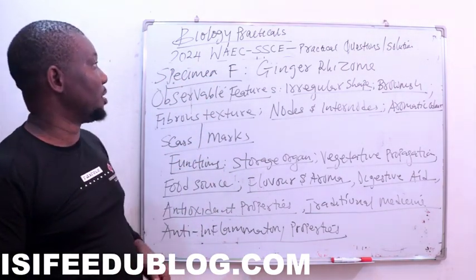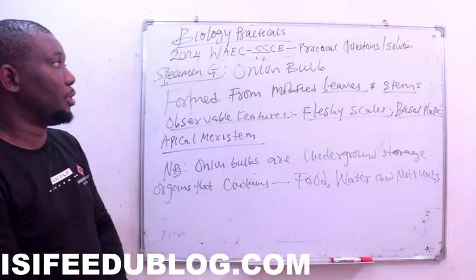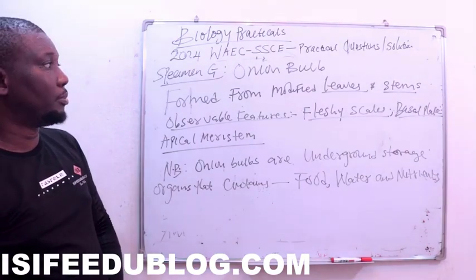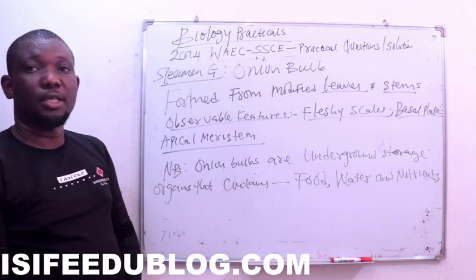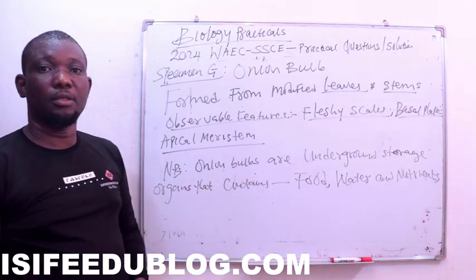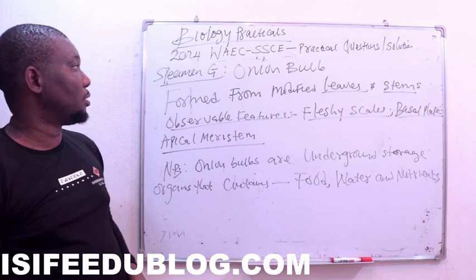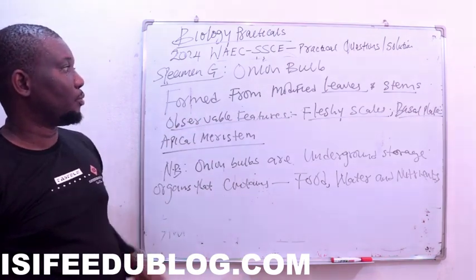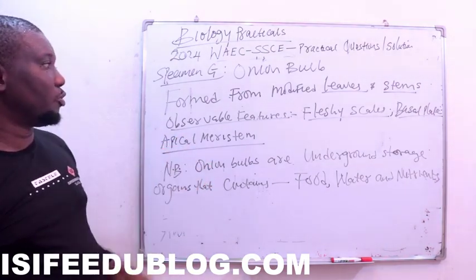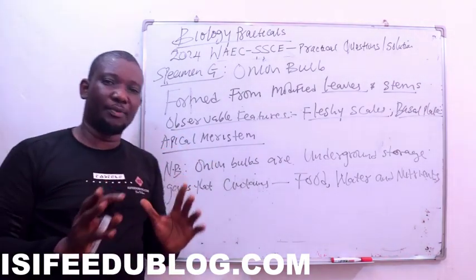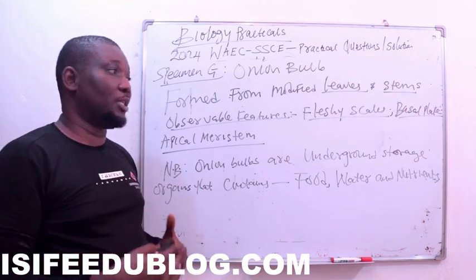So we go to specimen G quickly. Specimen G is an onion bulb. The onion bulb is found on the leaves and the stem, as you can see in the diagram, in the picture shown on this screen. So we have its leaf and stem, where an onion bulb is found. Observable features: what are the things you observe when you assess the specimen?